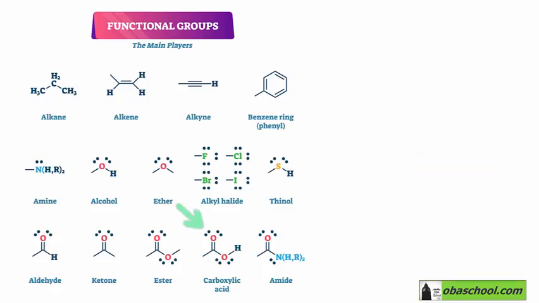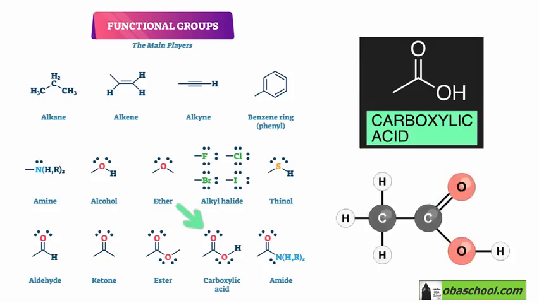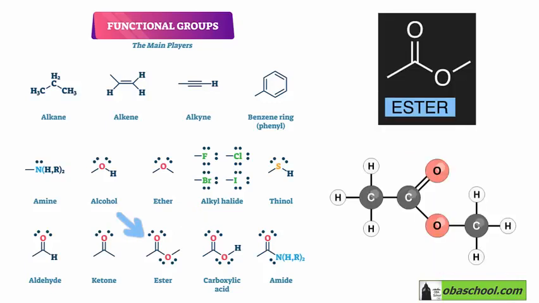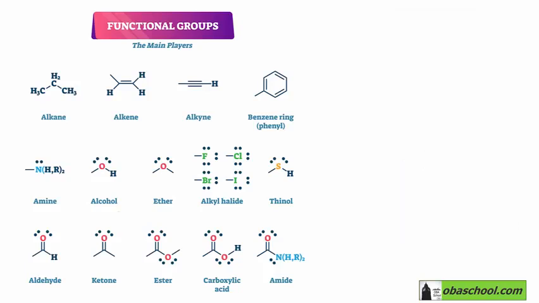We also have carboxylic acids, which are characterized by the presence of this functional group, C double bond O, OH. And finally, we have esters. We have C double bond O, O, C. So these are the main functional groups that we will study later. We have alkanes, alkenes, alcohols, carboxylic acids, and esters.